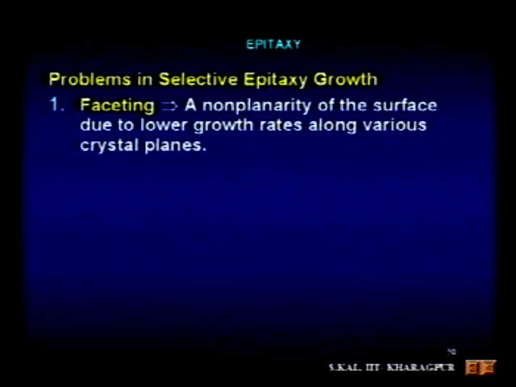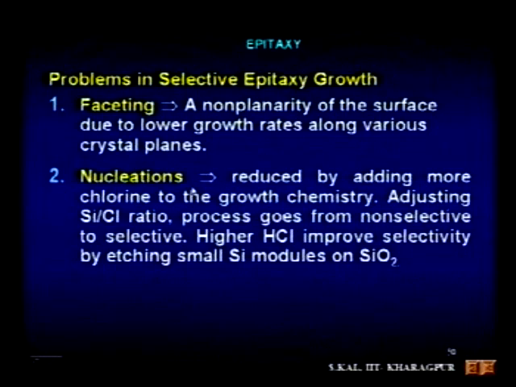So now, the problems in silicon epitaxial growth are, one is faceting, which I just discussed, a non-planarity of the surface due to different growth rates along various crystal planes. The second problem is nucleation, which I have also shown. The silicon nuclei will deposit and precipitate on the oxide. It is reduced by adding more chlorine to the growth chemistry. Adjusting the silicon to chlorine ratio, the process goes from non-selective to selective. Higher HCl improves selectivity by etching small silicon nodules on silicon dioxide.